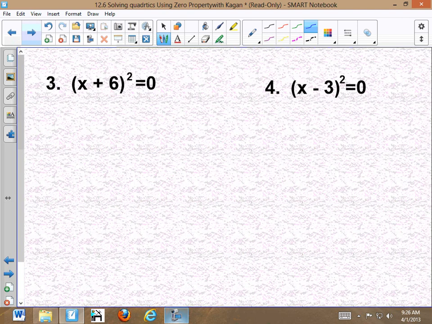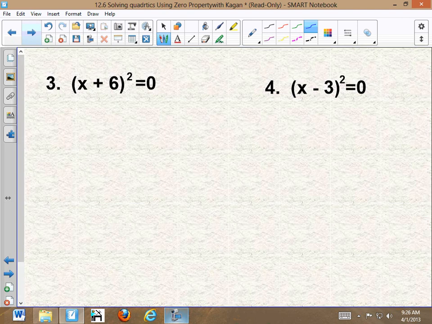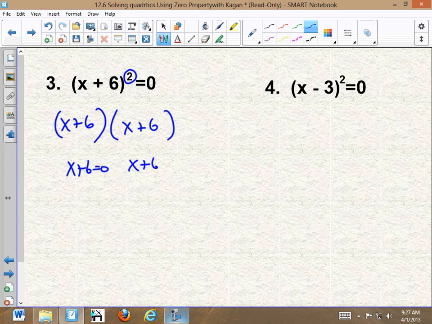Okay, number 3. Again, you have this exponent right here. So that means it's x plus 6 times x plus 6. Now it equals 0, so x plus 6 equals 0. X equals negative 6. This is pretty simple, right? Any problems? Any questions?